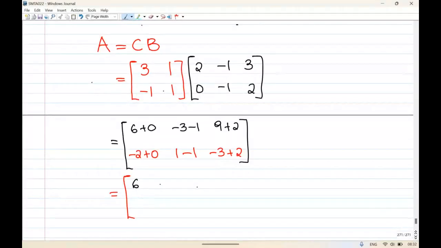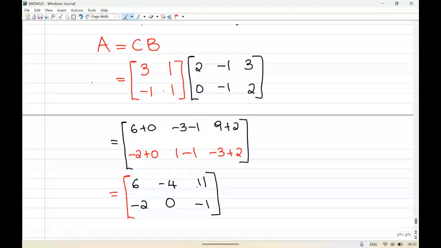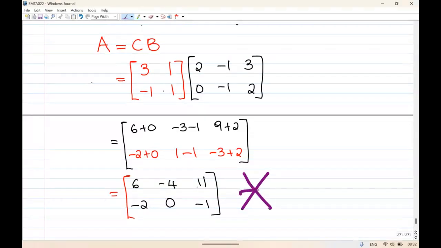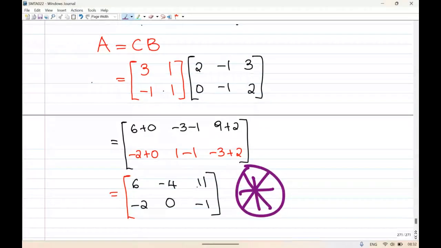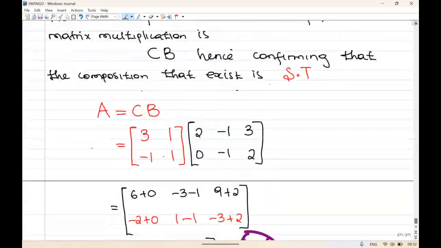I see 6, minus 4, 11, minus 2, 0, and then minus 1. Can I get yes from you, colleagues? Yes, sir. I want you to copy this. Are you done copying? For those who are copying, are you done copying this? Are you done? I want to go up here.